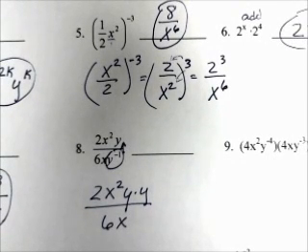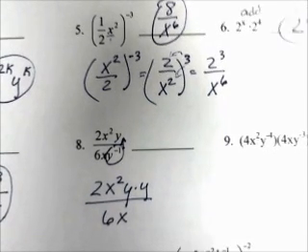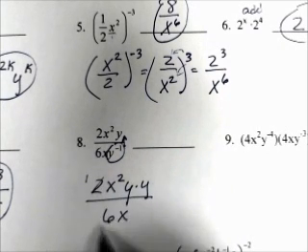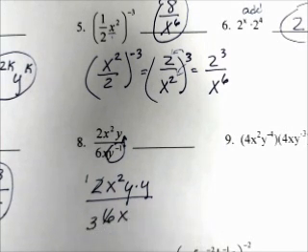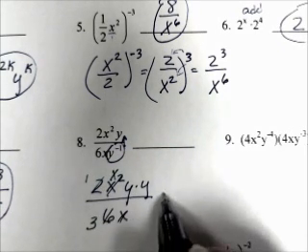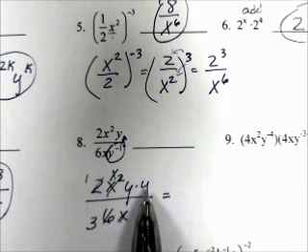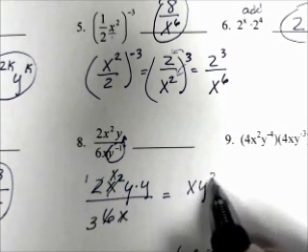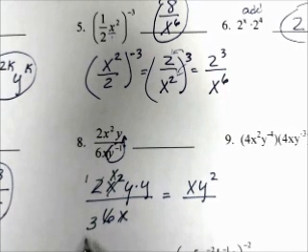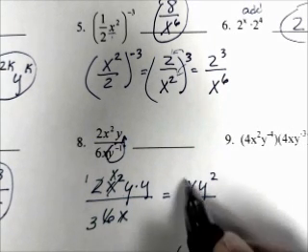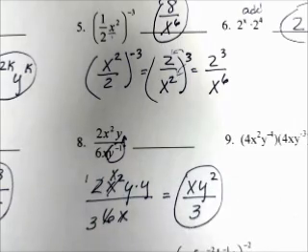Now we can reduce, right? The 2 and the 6 can reduce. 2 divided by 2 is 1. 6 divided by 2 is 3. And then the x squared and the x can reduce. Okay, so we have x times y, which is x times y squared for a numerator, and 3 as a denominator. And that's simplified.